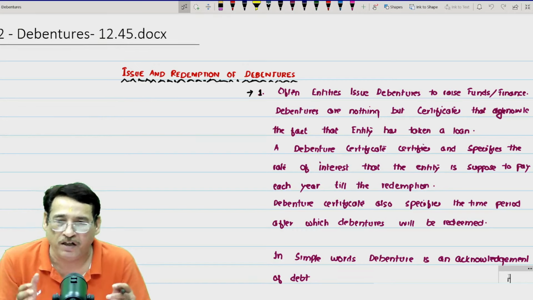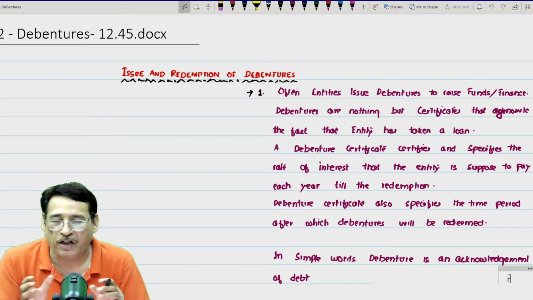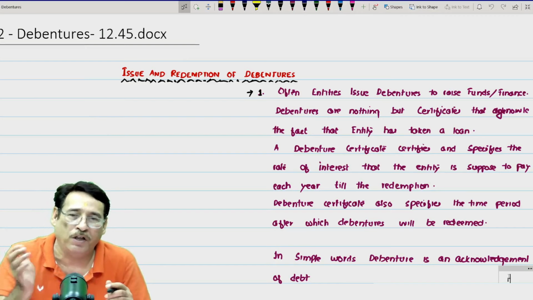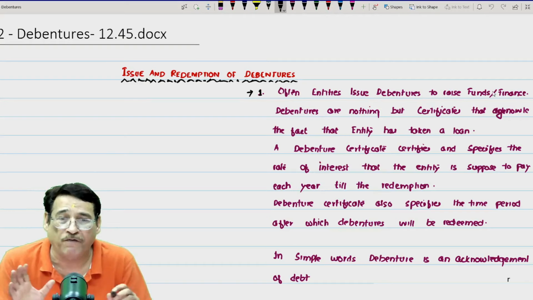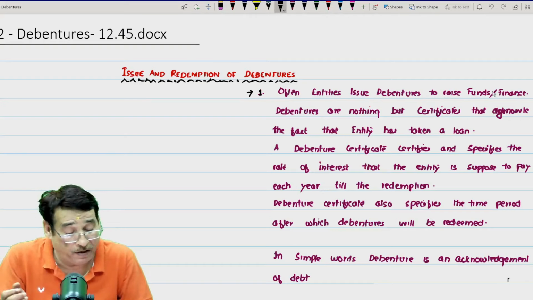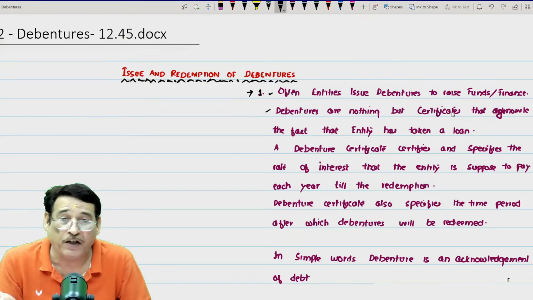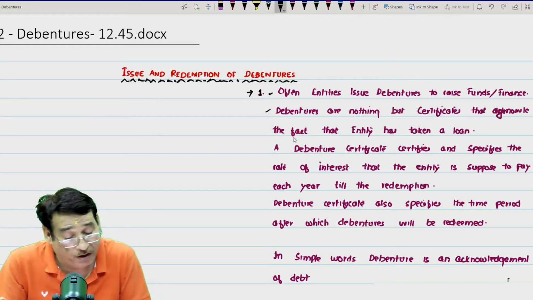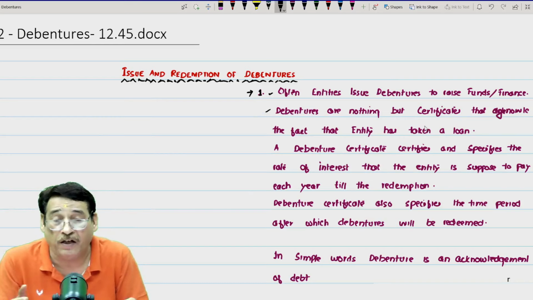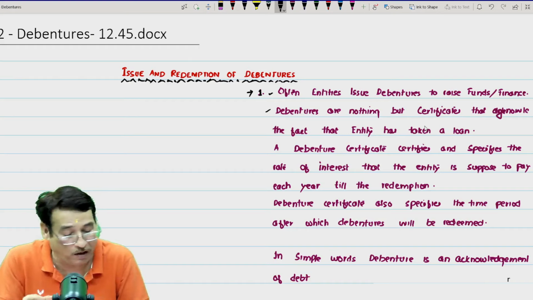That means every year I am going to receive the coupon rate of interest, no doubt about that. And further, the company will specify very clearly after what period of time it is going to redeem my debentures. So entities often issue debentures to raise funds and finance. It is simple. And the second important point is that debentures are nothing but certificates, as I just told you, that acknowledge the fact that the entity has taken a loan. So a debenture certificate simply acknowledges the fact that the company has taken a loan from us.